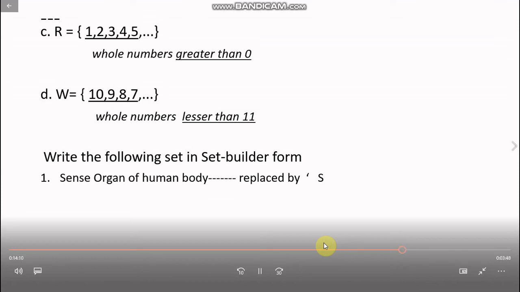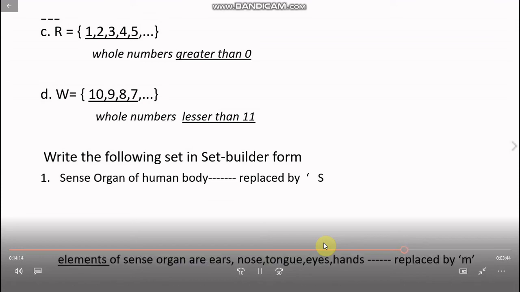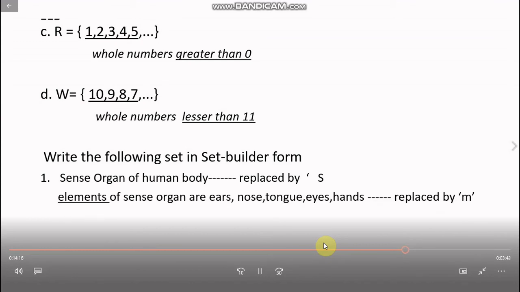So replace it with letter S. We replace the set with capital letter S. Then the elements. What is inside the sense organs of the human body? We have the ears, nose, tongue, eyes, and hands. These are the elements. Replace them with letter M.